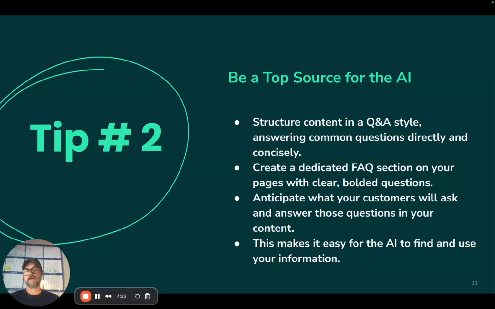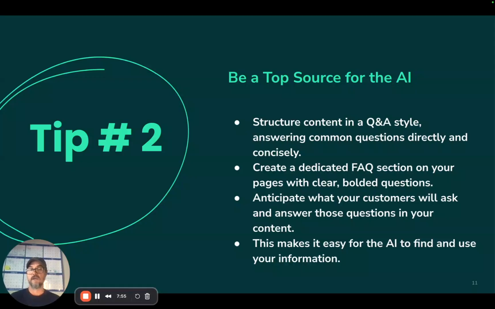Tip number two, create the content to be a top source for AI. What does that mean? Well, you can structure the content in kind of a Q&A style, making sure that the content is answering common questions directly and concisely, right? Because a lot of the information and the questions that are being put into the AI agents are essentially Q&As, right? They're the questions that we need to provide the answers to.